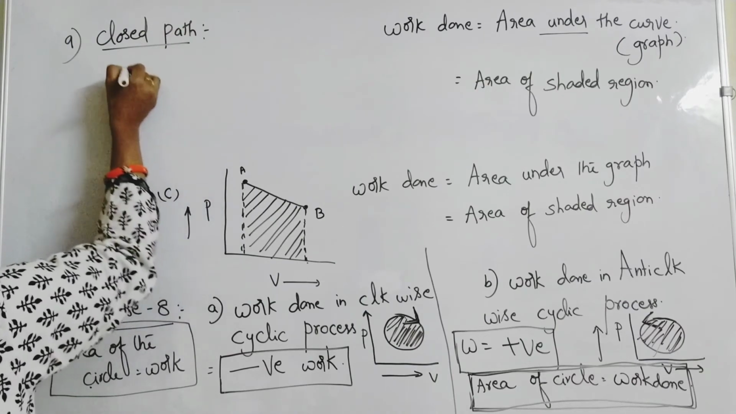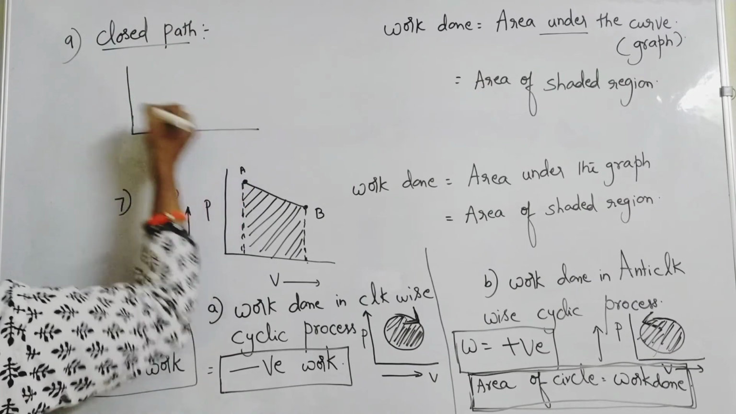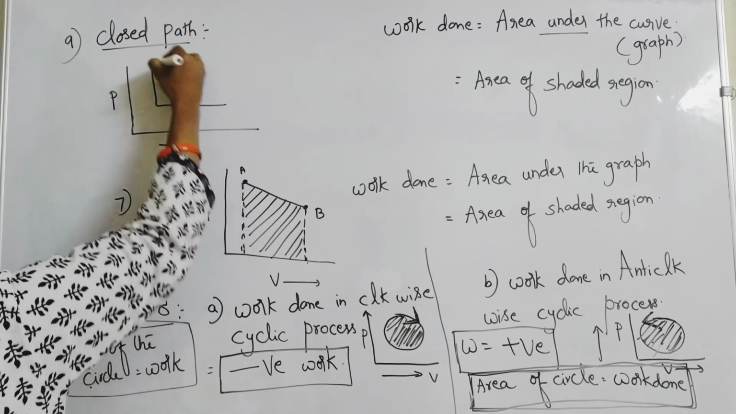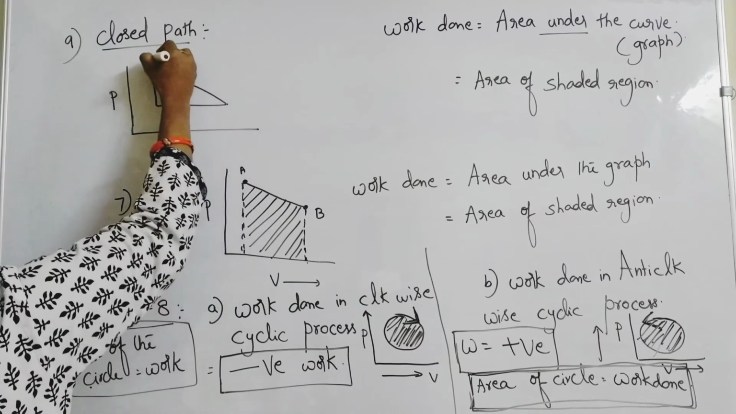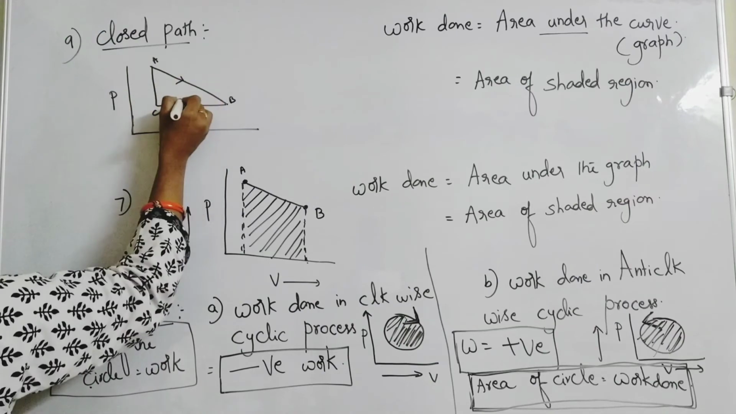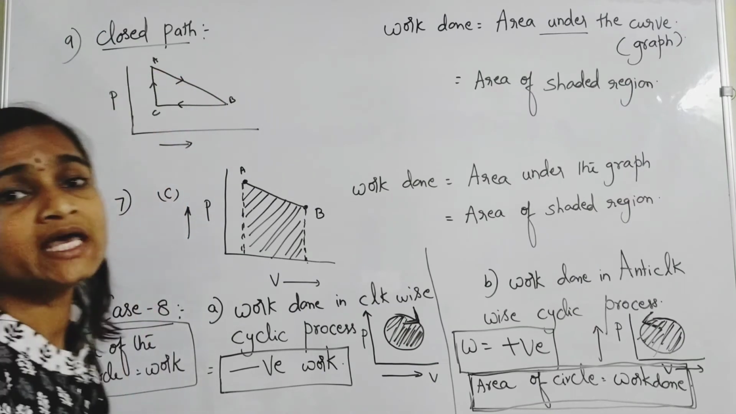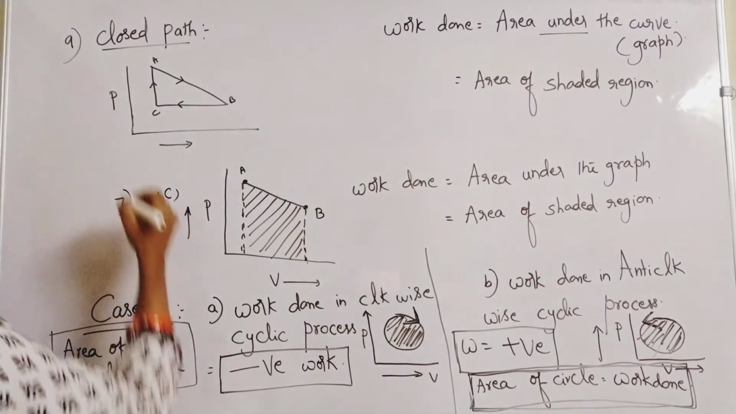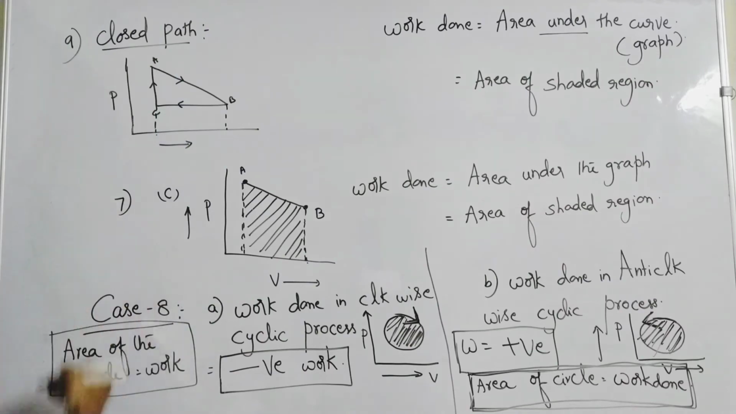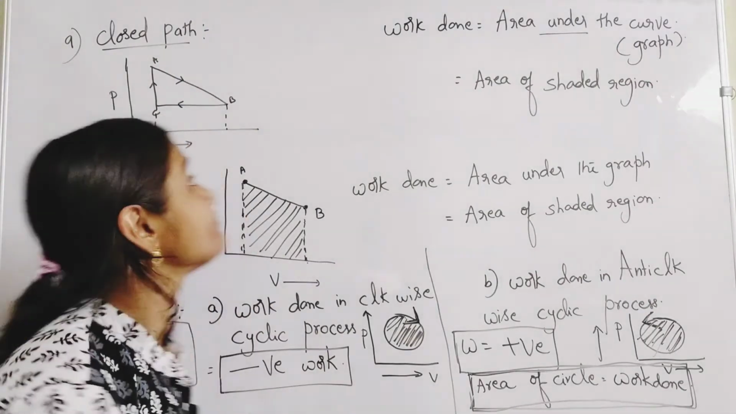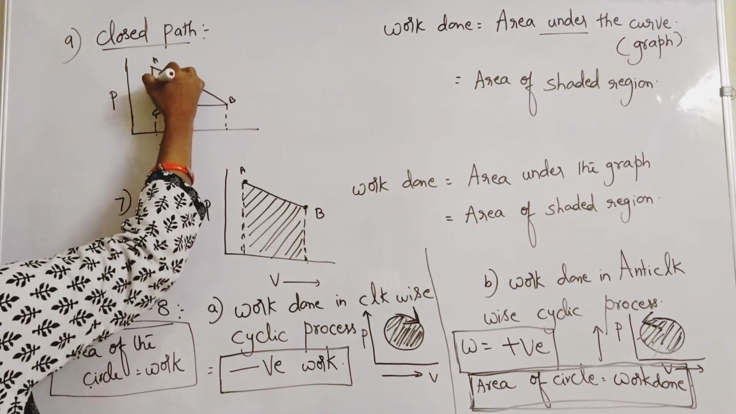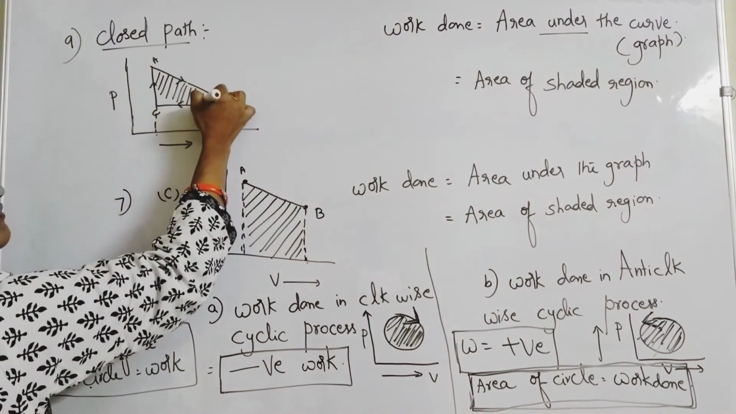Work done for a closed path like this. On the pressure-volume diagram, one closed path ABCA is taken, cyclic but closed. Then for closed paths, remember, the area of that triangle itself will give you the work done.